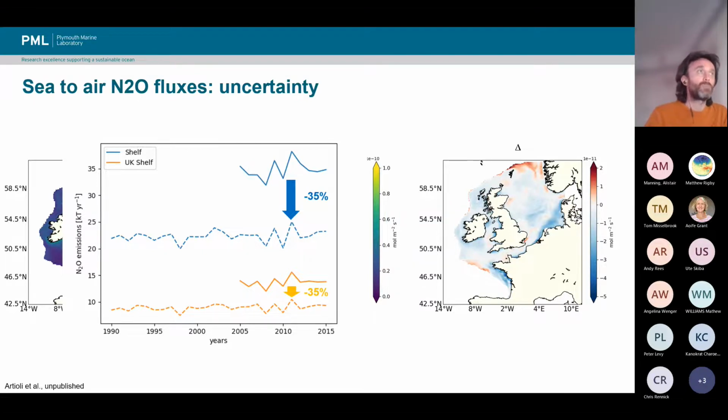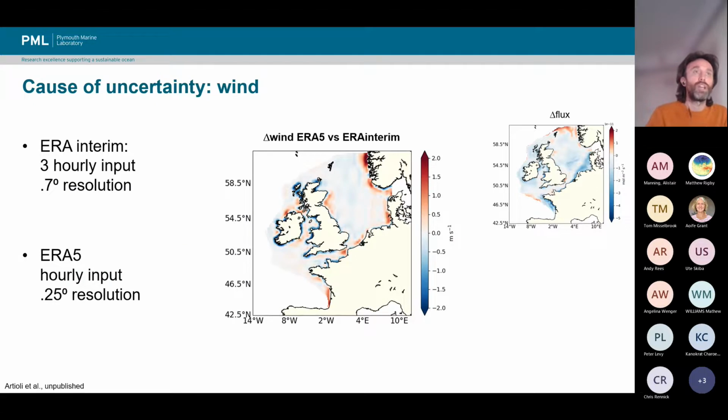So the first option is clearly because we're using a different atmospheric forcing. It could be that this new product, ERA 5, definitely has a different wind description. The ERA interim has a 3-hourly input and about 0.70 degree resolution, while ERA 5 is hourly at a 1/4 of a degree resolution.